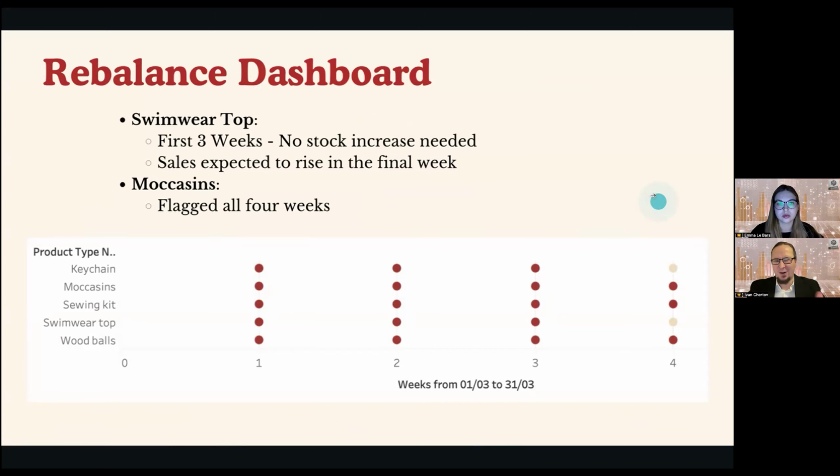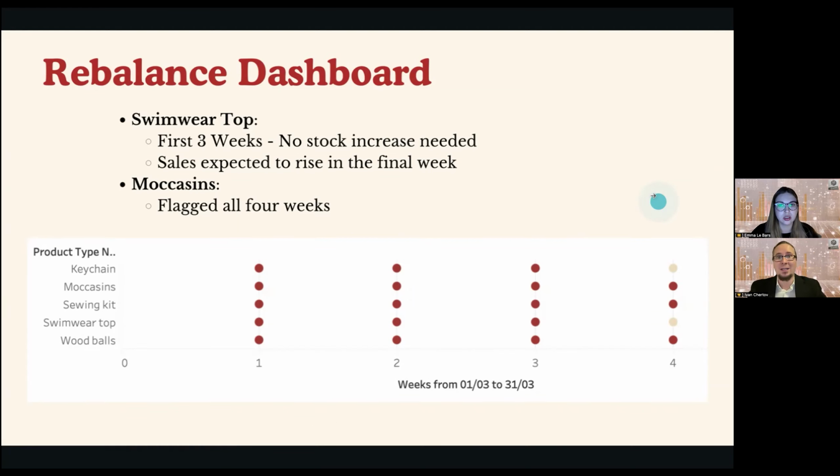So for example, for swimming wear tops, the dashboard shows no stock increase is needed for the first 3 weeks. So basically the first 3 dots are red, but sales are expected to rise in the final week, the beige dot you see in the chart.